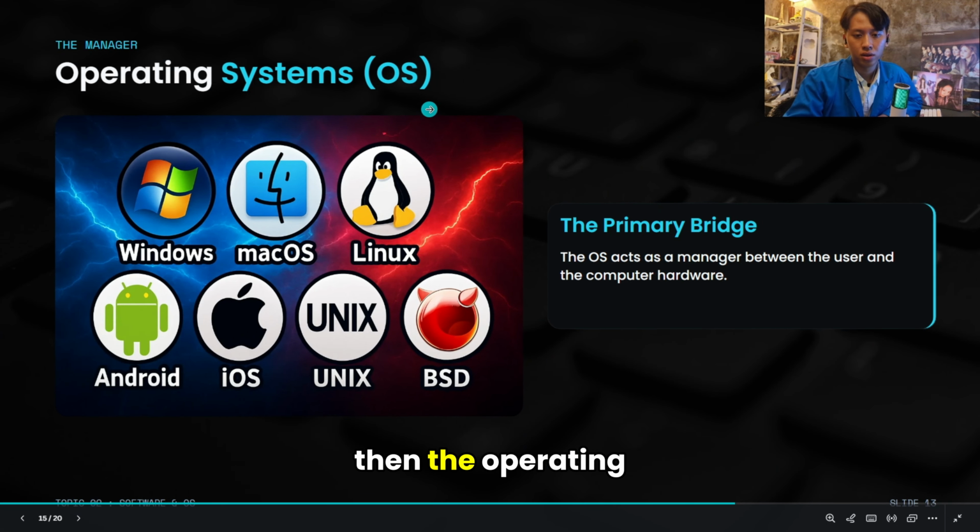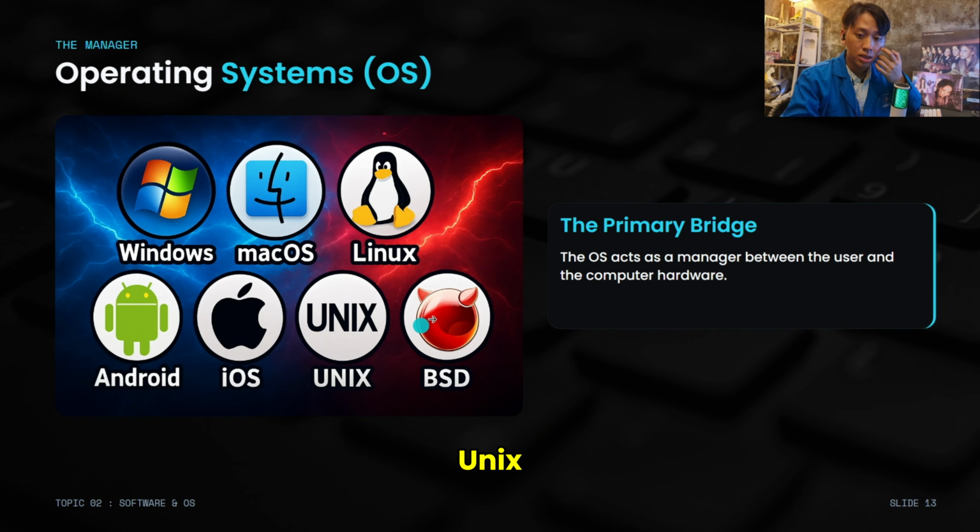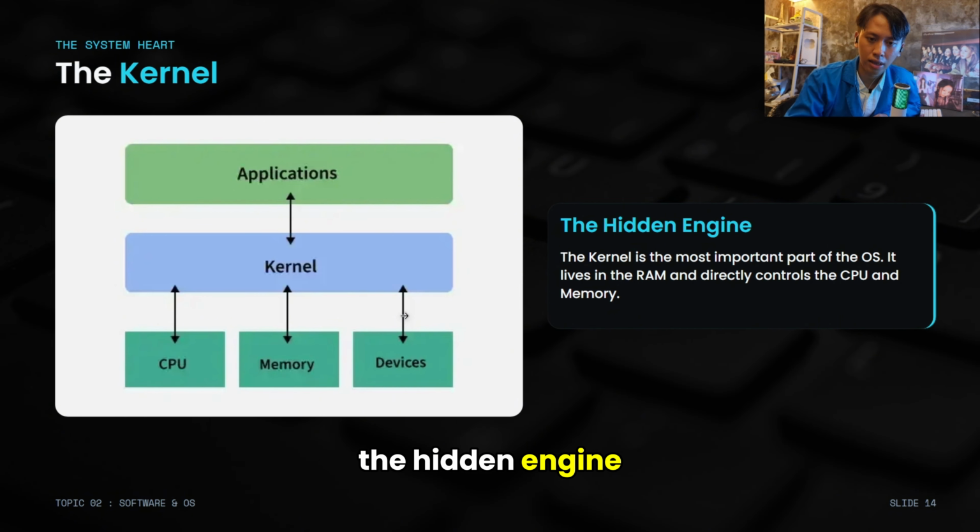Then the operating system. There are many operating system options to use as a user, like Windows, macOS, Linux, Android, iOS, Unix, and BSD. The operating system acts as a manager between the user and the computer hardware. Then, the kernel, the hidden engine, the system heart. This is the most critical part. It operates in kernel mode, which means it has total control over the hardware. Imagine the kernel is the manager of a restaurant. It decides which chef, or CPU, cooks which order, or application, and which table, or RAM, they can sit at. It's the invisible brain behind every operation in the computer.